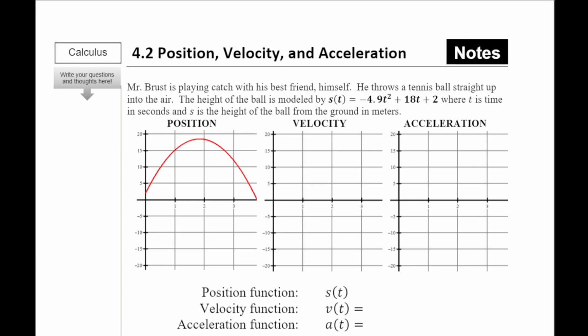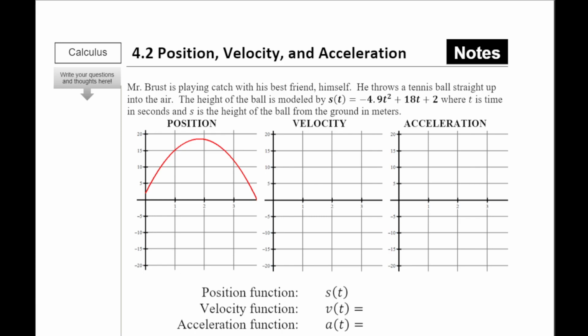So Mr. B is playing catch with his best friend. He throws a tennis ball straight up in the air, if you're following my mouse, and then it goes down. The height of the ball is modeled by this function here, where s is the height of the ball and t is time. So we're given the position function.